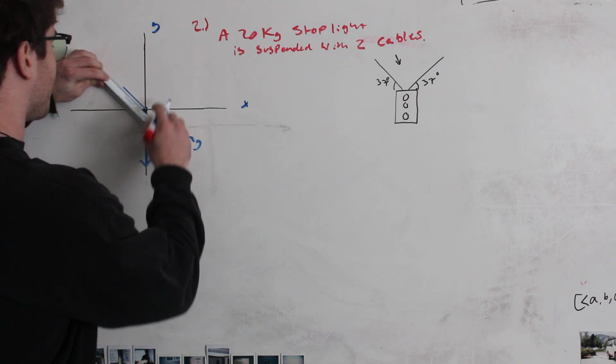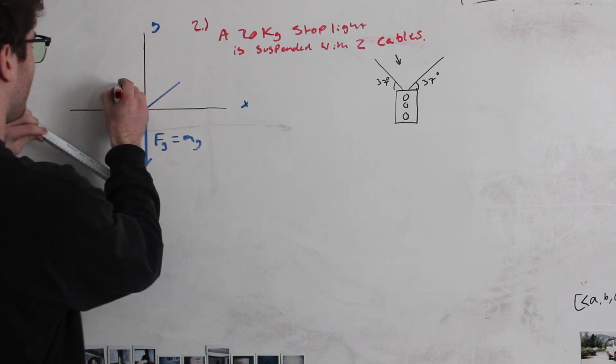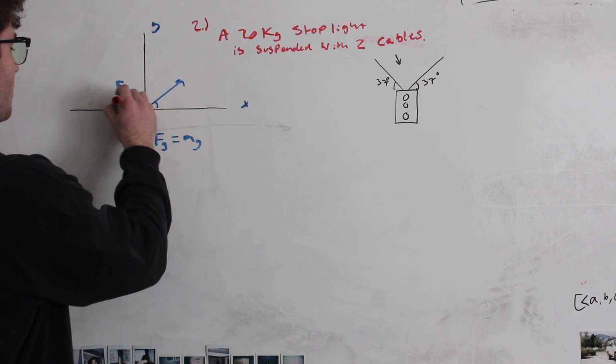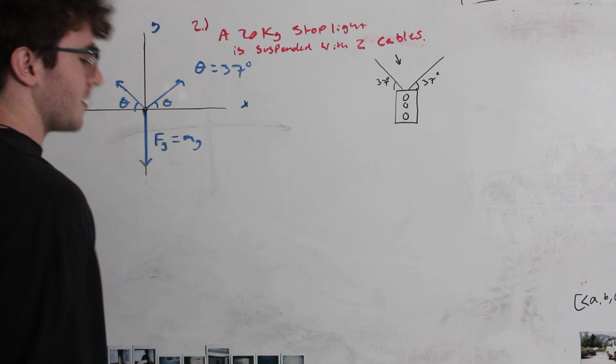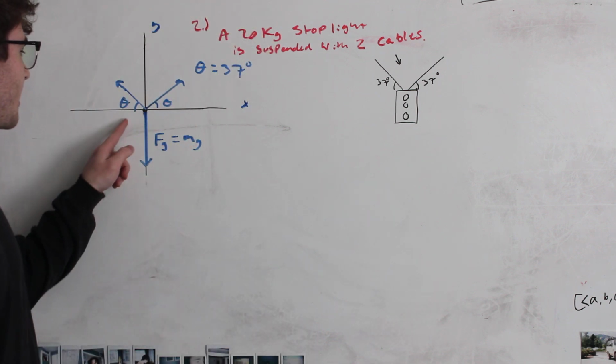So let's get those guys in there. Make that guy a little bit longer. Cool. Call that theta for now. Theta equals 37 degrees. Sweet. That's the first part knocked out. There's our free body diagram.